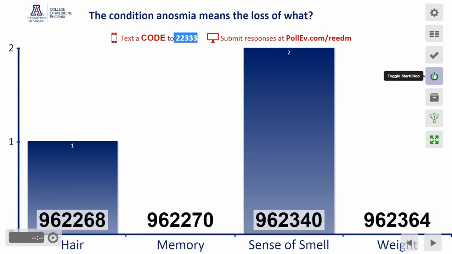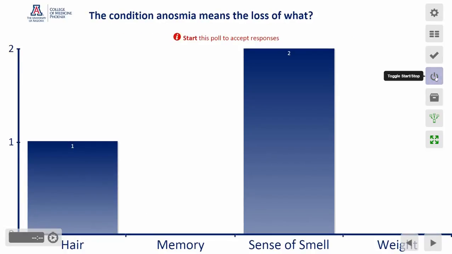At this point I'll show you, if I'm done with this poll and I don't want to accept any more responses, I can click this toggle start stop button, and that locks the poll so no one can respond anymore. Or if I don't want responses to come in until a certain point, I can go to this slide and immediately toggle it off, wait till I explain the question fully, and then toggle it on for people to submit their responses.